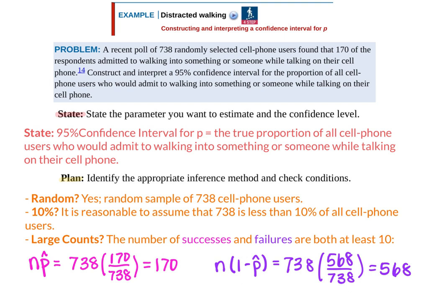And then finally, large counts. Is it enough to be normally distributed? So we have to calculate our n, so our sample is 738 times the probability that 170 of those 738 participants will succeed or will match our success metrics, and that is greater than 10 by a long shot. And then is the opposite also greater than 10? And that is true because we take our n value, which is still 738, and then we multiply it by the complement of that probability. So that's going to be 568 over 738, and that again is much larger than 10.